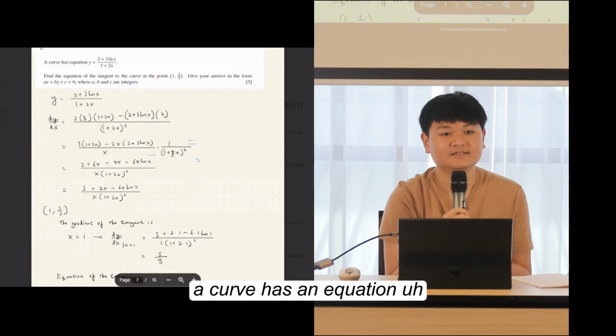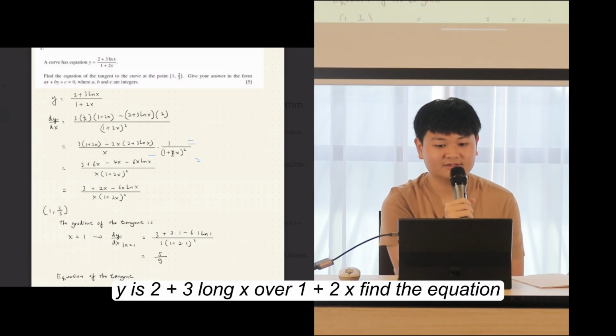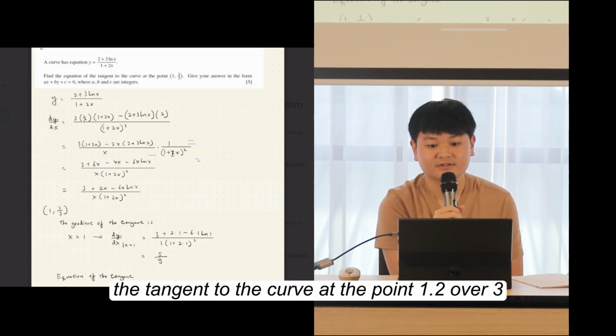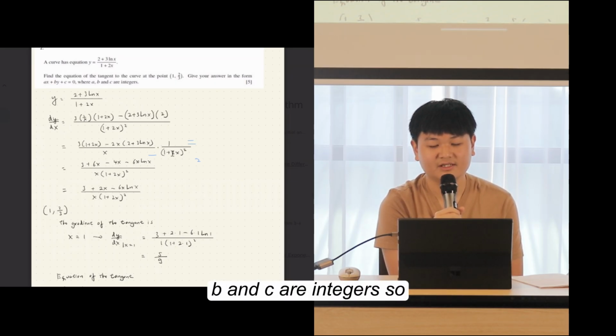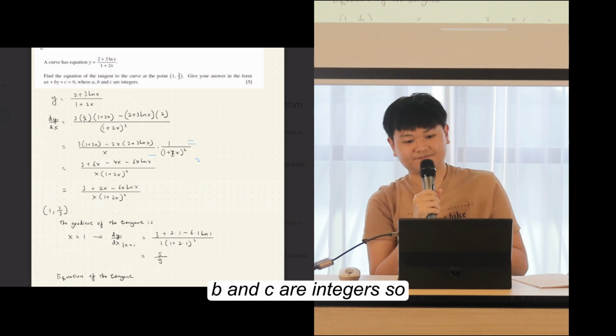A curve has an equation: y is 2 plus 3 ln x over 1 plus 2x. Find the equation of the tangent to the curve at the point (1, 2/3). Give your answer in the form ax + by + c = 0, where a, b, and c are integers.